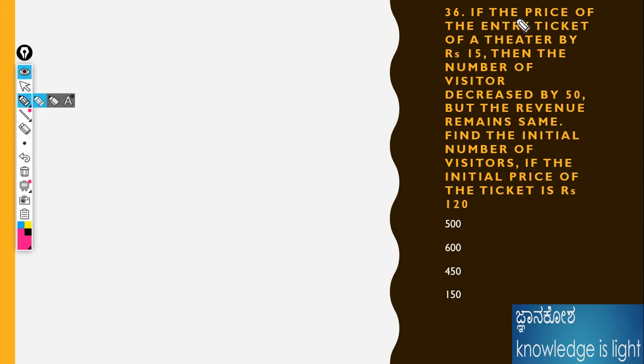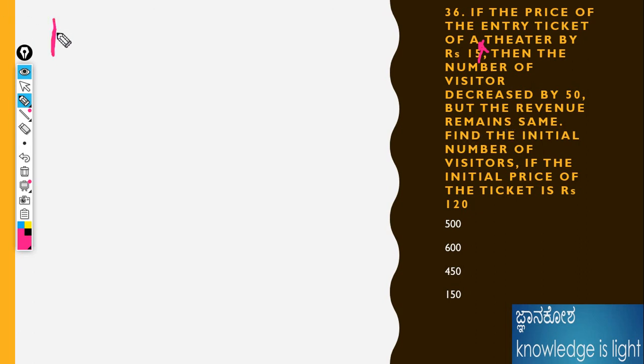Okay, if the price of the entry ticket of the theater is increased by 15, then the number of visitors decreases by 50%, but the revenue remains the same. Sorry, the price is increased; the question is missing that part. After the price increase of 15, 50% of the people are reduced, and we need to calculate the initial number of visitors, but the revenue remains the same. Here also, the revenue is the same.